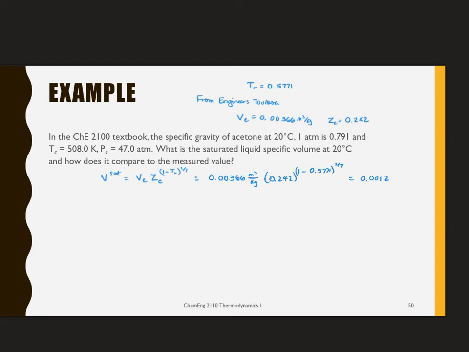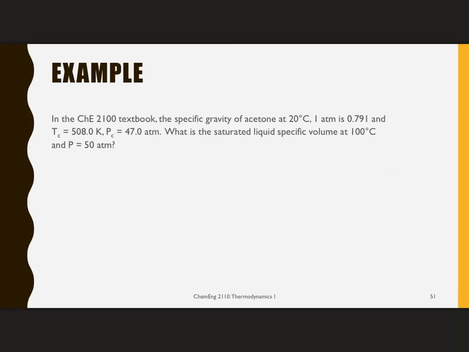And I came up with about 0.0012 cubic meters per kilogram for this liquid. So now, what if we look at 100 degrees C and 50 atmospheres as a liquid? In that case, I'm going to need to use the Lydersen chart. And let's see, so T_R is about 0.734, P_R is 1.06.